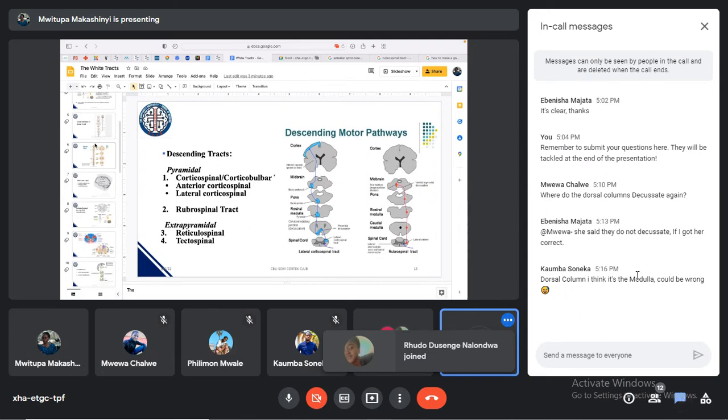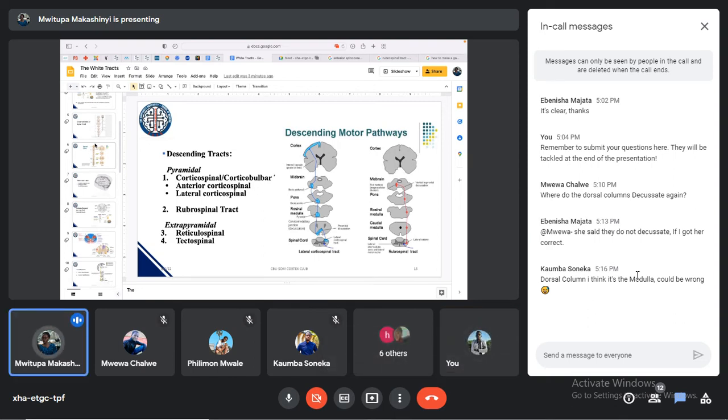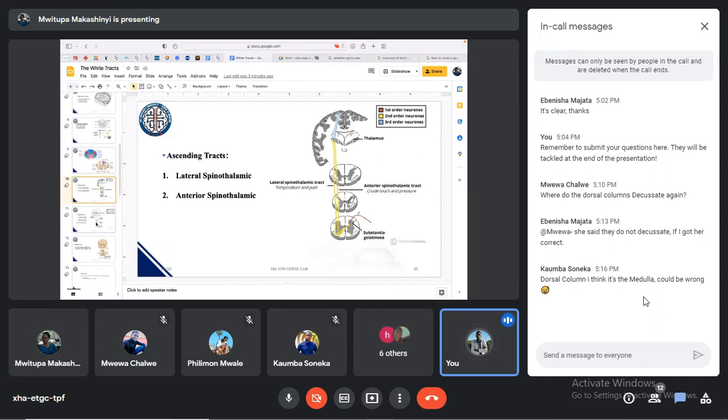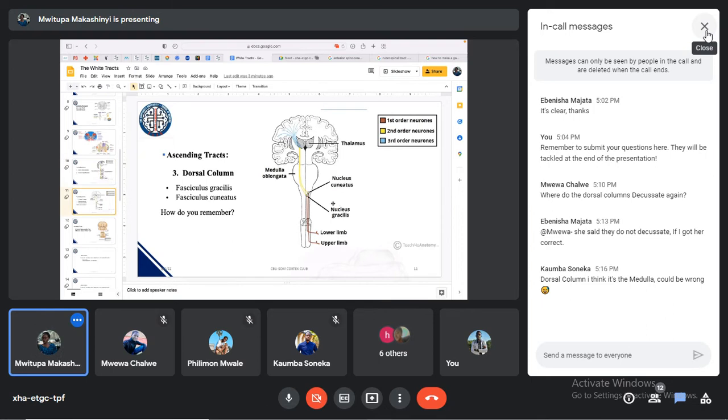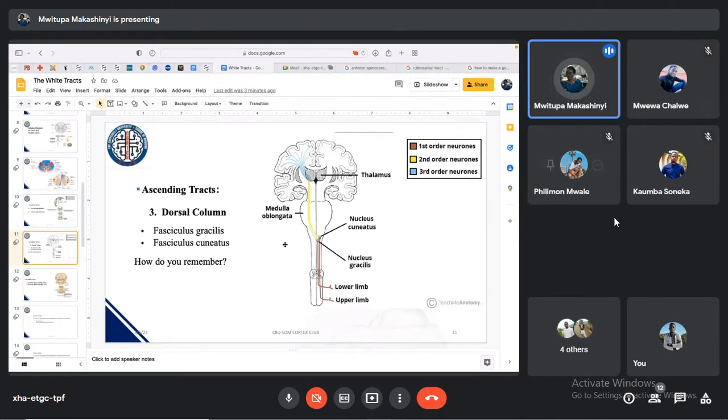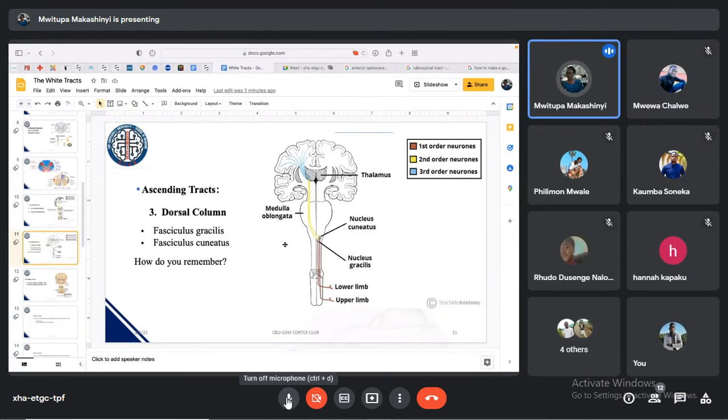Oh, yeah. Sorry, I was having challenges. So I think someone has already mentioned something concerning the question on the dorsal columns. I don't know if you tackle the questions now, or you'd rather tackle them at the end of the presentation. Okay, if it's something like the question which has just been asked, at least I can go back to the diagram before we move on. Yes, the question was where do the dorsal columns decussate again?